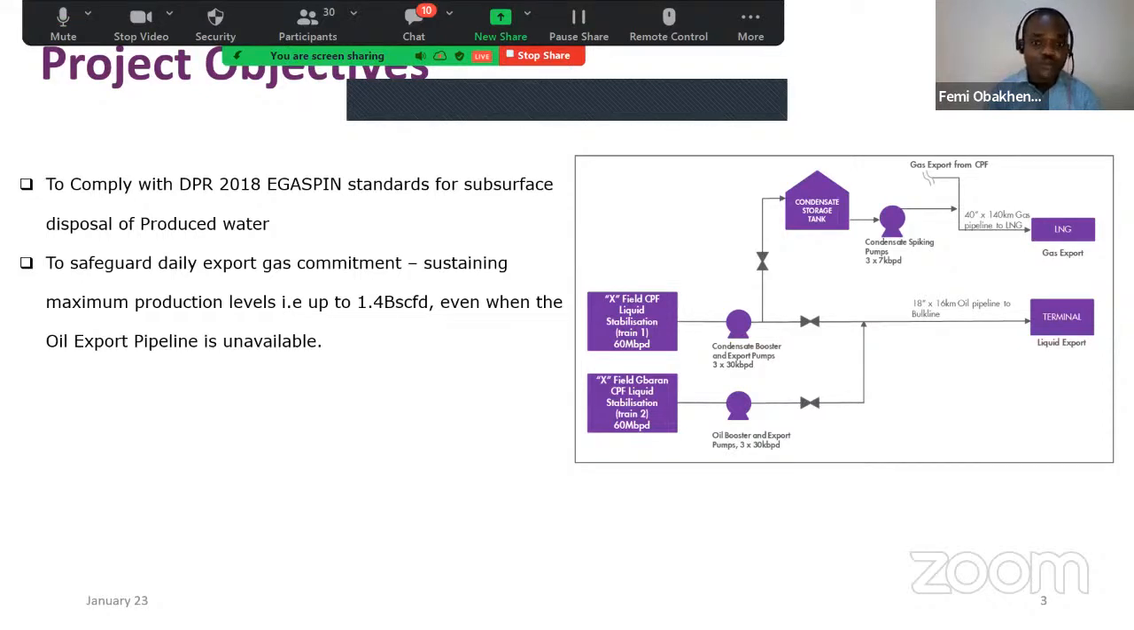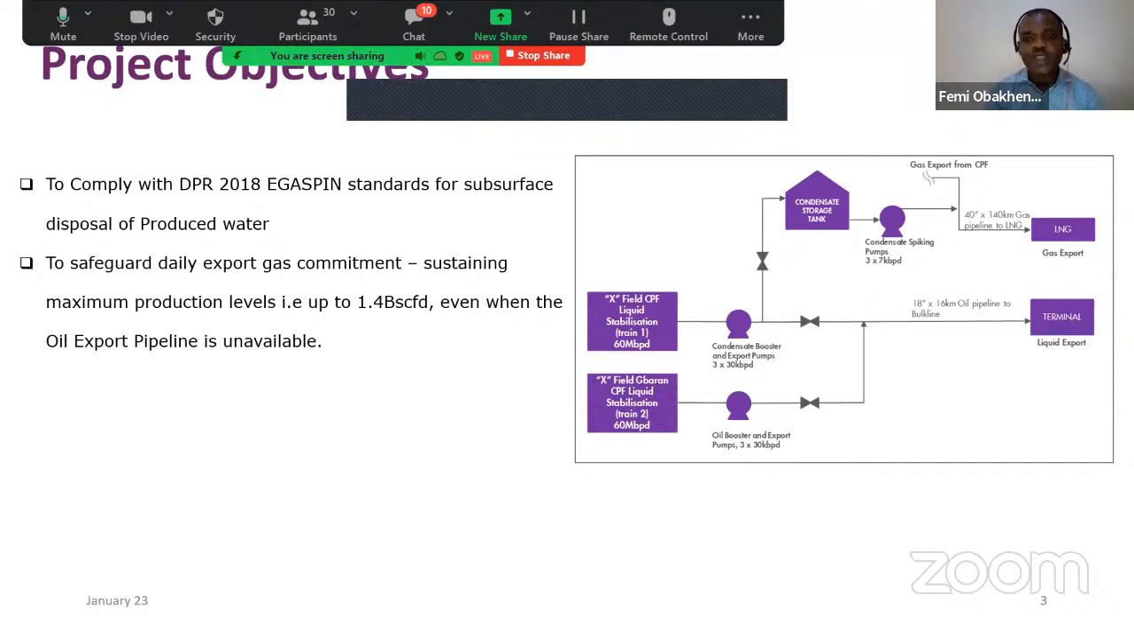So in Shell's way of working, to comply with this new standard, we went about developing a pilot project that would do that. And in addition to complying with this new standard, it would also help us to continue to sustain production whenever our evacuation route is down. Usually when we produce in our field, the liquid is evacuated through a trunk line that takes it to the terminal where the separation of oil from water is done, the oil is exported, and then the water is disposed, as well as the gas is also sent for export.